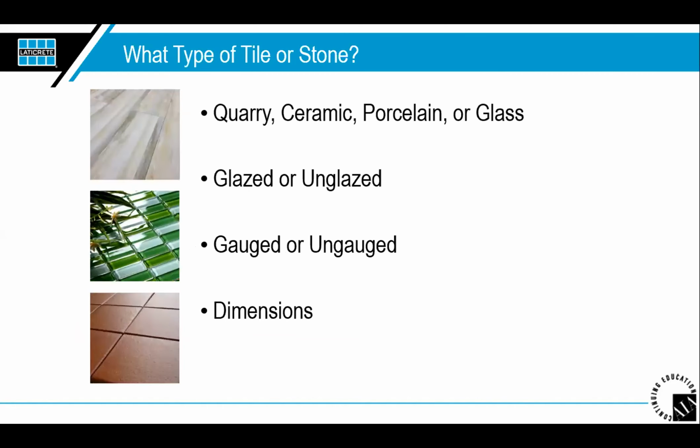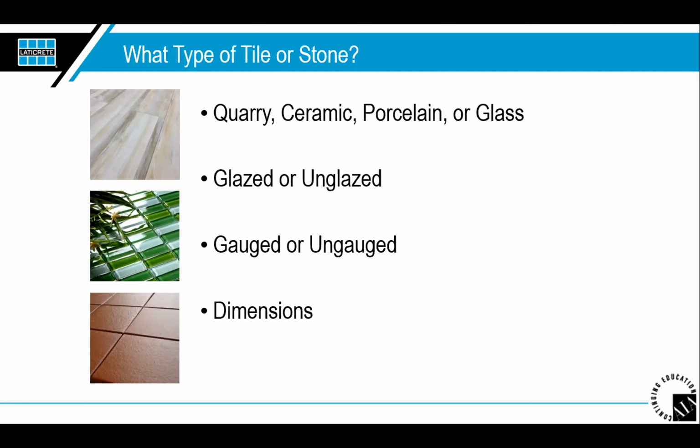What type of tile stone are you going to choose, right? We have different dimensions, different sizes, different thicknesses. Again, gauged and ungauged, which we previously discussed. Glazed and unglazed porcelain, big, big difference there. Glazed and unglazed block, big difference there on what types of grout could be used for that, because cementitious grouts notoriously can stain these unglazed block, for example.